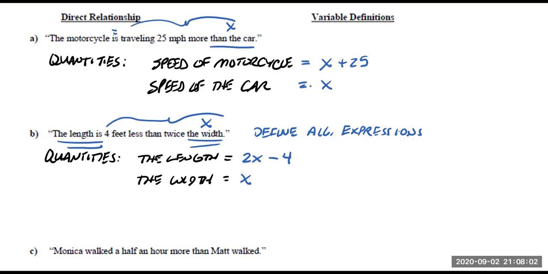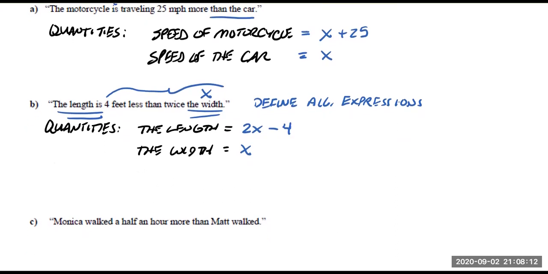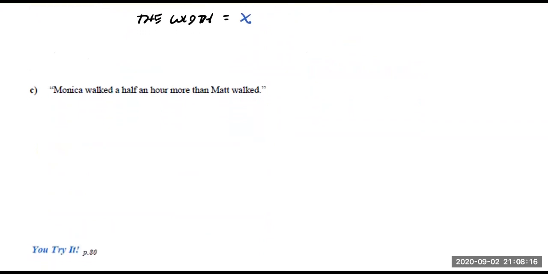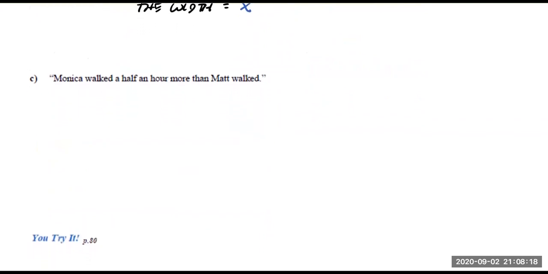All right, so a lot of times it's kind of hard to realize what x should be. But if we read it thinking of it as a direct relationship, we should be okay. So let's try another one. It says Monica walked a half an hour more than Matt walked. So what are the quantities that are involved? I got Monica and Matt, but Monica walked a half an hour more than Matt walked.